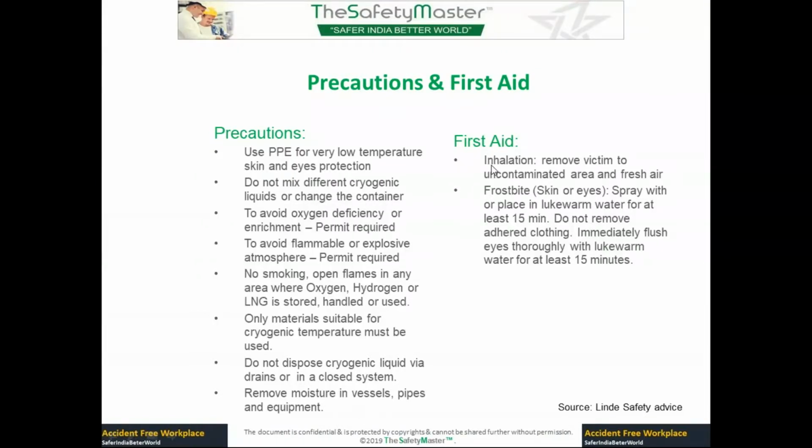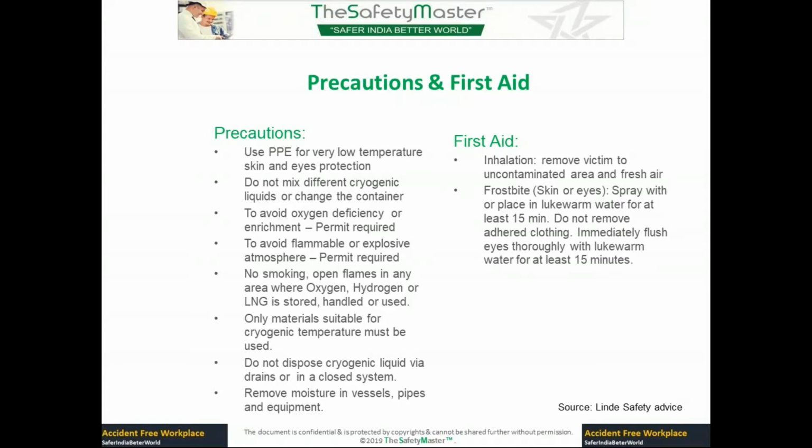For first aid, if someone has a problem with lack of oxygen, take the person to a ventilated place with fresh air. For frostbite, just wash the area in lukewarm water, and do not remove the clothes, because the clothes will stick. You just wash it, that's all, and then it will come off automatically.